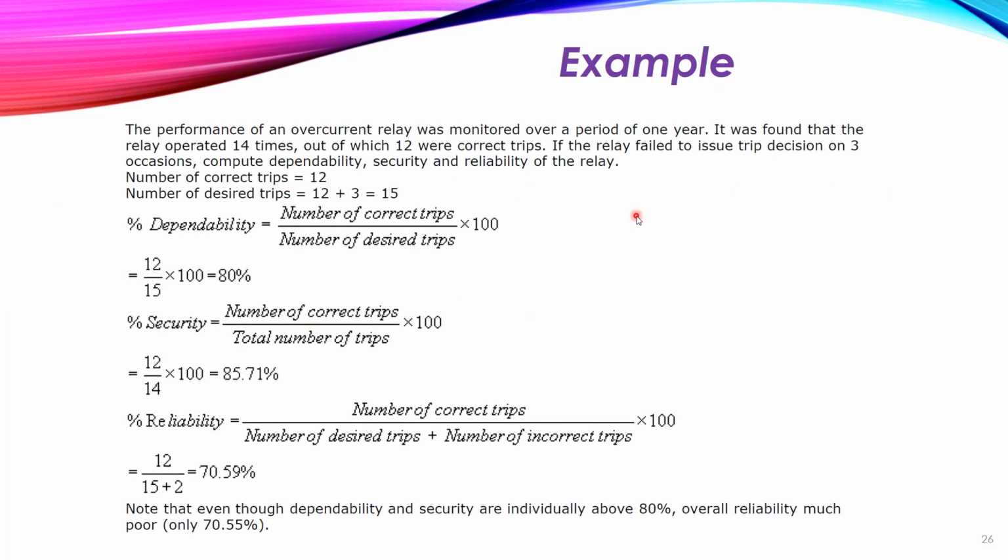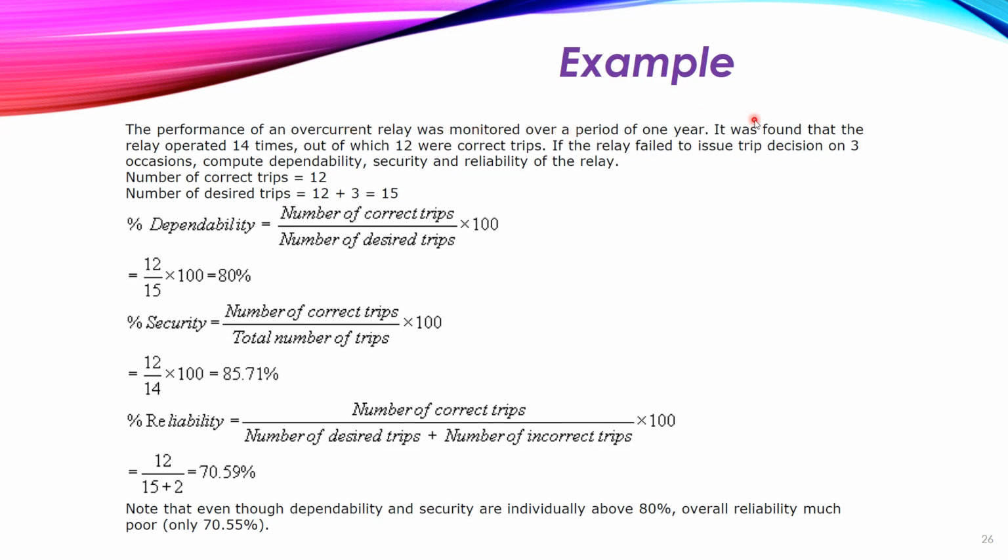Now let's have an example in order to understand the reliability, the security, and the dependability. So we measured the performance of an overcurrent relay. An overcurrent relay is a relay which detects overcurrent occurrence, such as a short circuit or overloading. This overcurrent relay was monitored over a period of 1 year, so we analyzed our relay for 1 complete year during its operation.